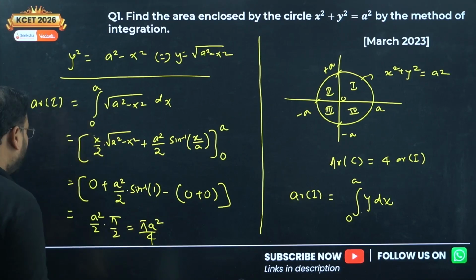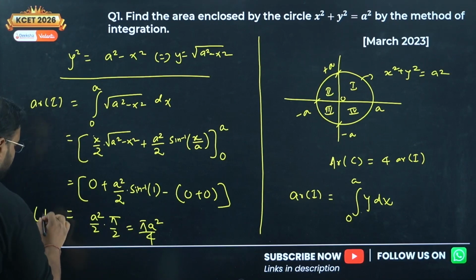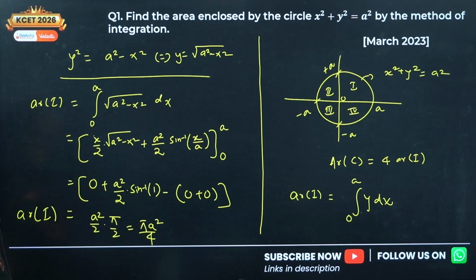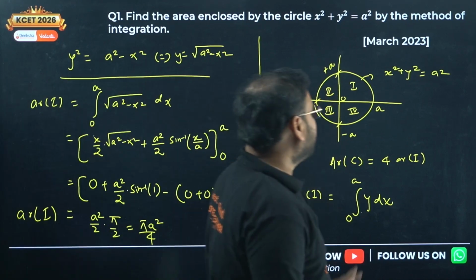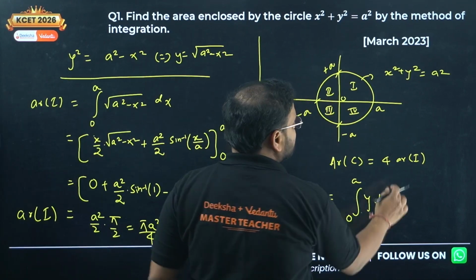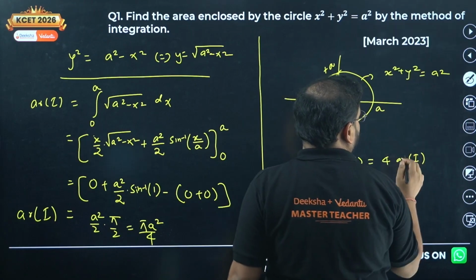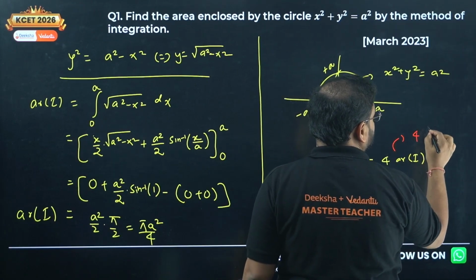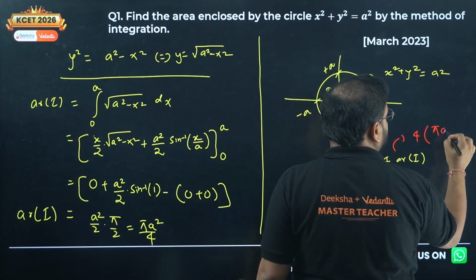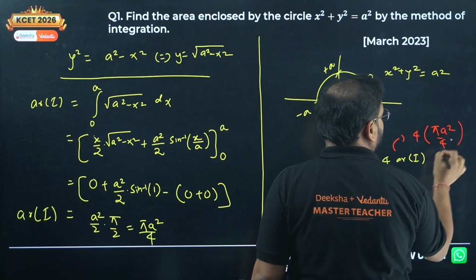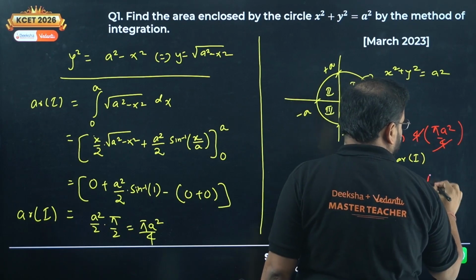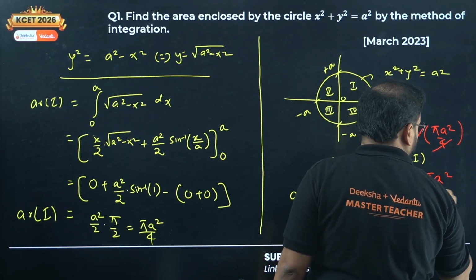Now this is the area of your part 1, taken as per the figure, you can see. So basically in this result, I can write 4 times the area of part 1 as pi a square by 4. 4 and 4 cancel. My result is, sir, pi a square.